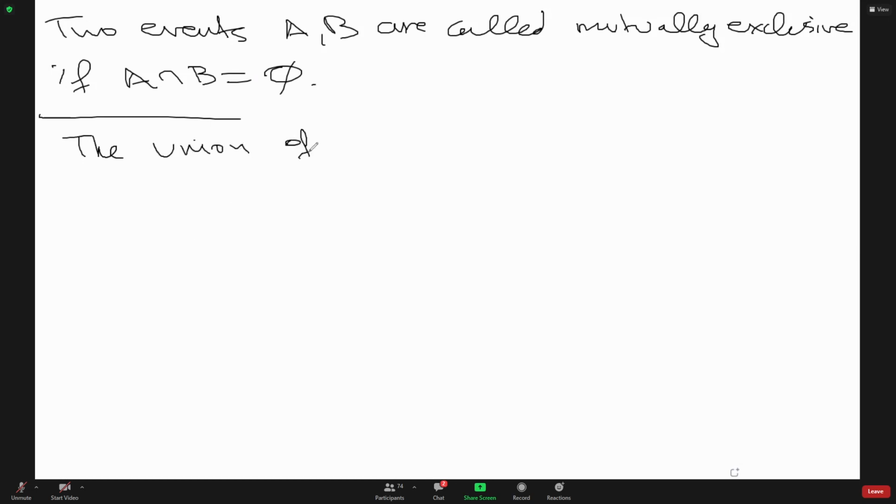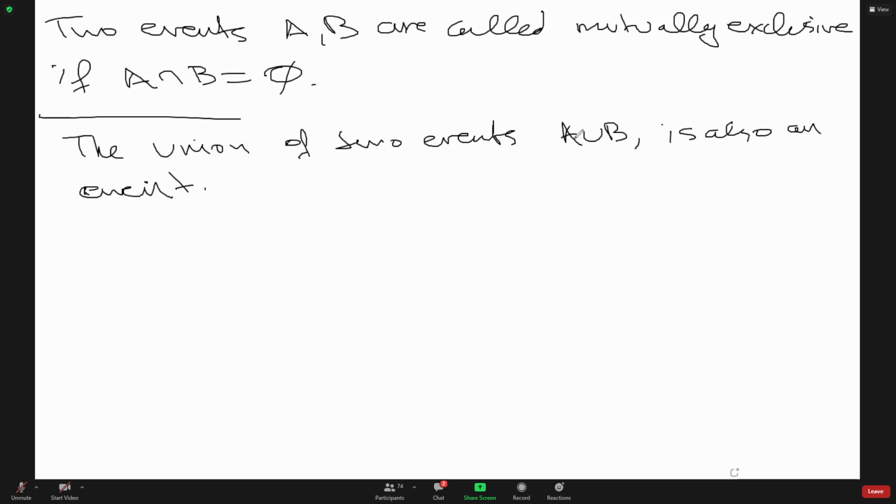Now, we saw about intersection. The union of two events, well, it's A union B, right? Is it an event? Yes, it's all of the events of both A and B. Exactly, it's an event that happens whenever either A or B happens.